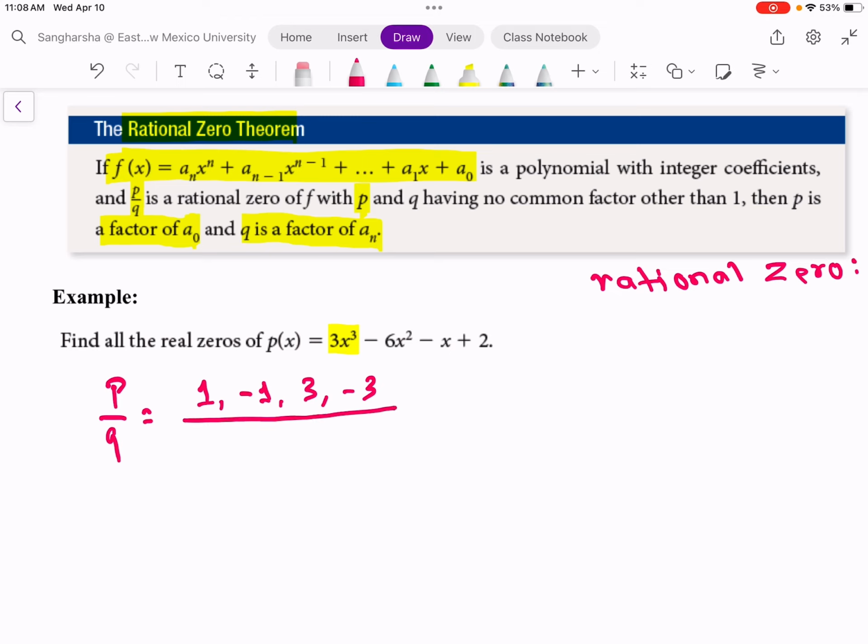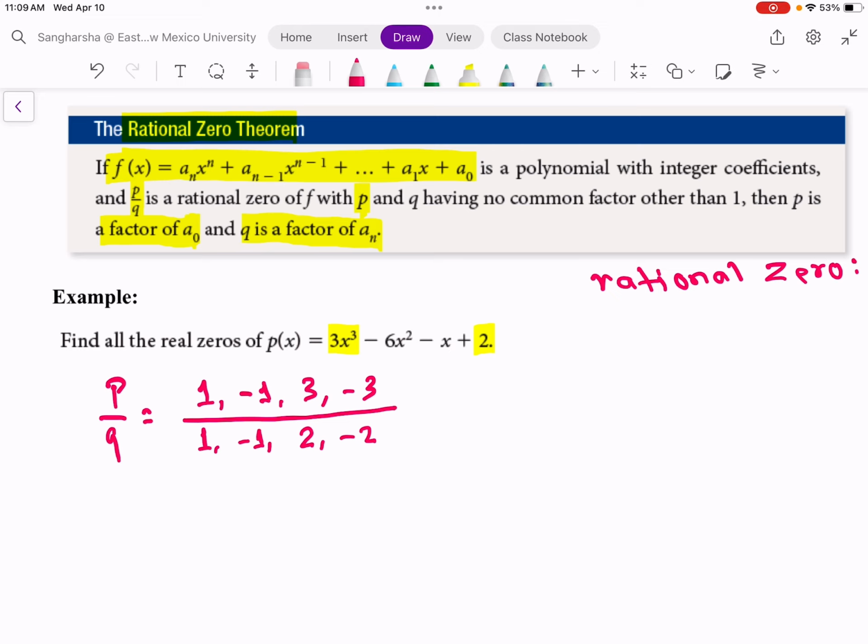And q is a factor of the constant. Now in this function, what is our constant? 2. The constant is the term without a variable. And what are the factors of 2? So we write down every factor of 2: positive 1, negative 1, positive 2, negative 2. Make sure you include positive and negative numbers, because we can divide 2 by negative 1, right? 2 divided by negative 1 is negative 2. We can divide 2 by negative 2, we get negative 1. So factor means we are writing every number that divides the constant, and every number that divides the coefficient of the leading term.